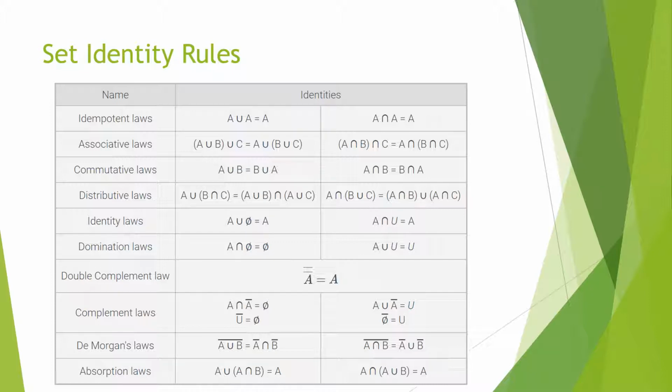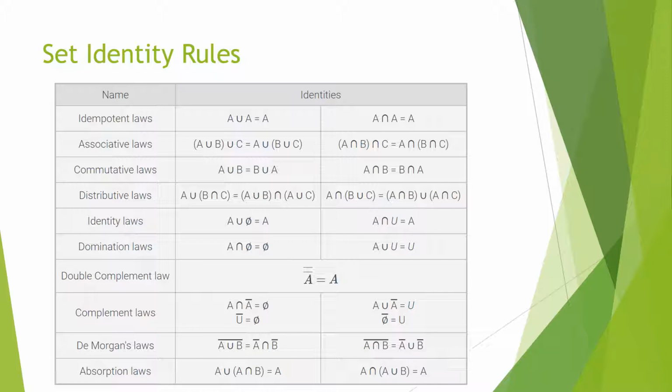We have the domination law. The intersection of A and the empty set is the empty set. The union of A and the universal set is the universal set. We have the double complement law, which is similar to the double negation law. It is A complement complement is equal to A. This can also be proved based on the definition of the complement operation and the rule of double negation that we have seen before.